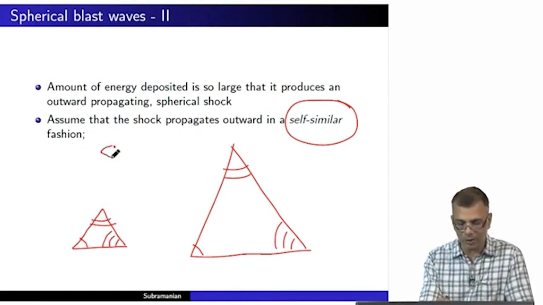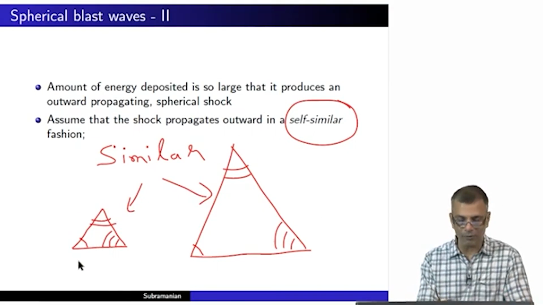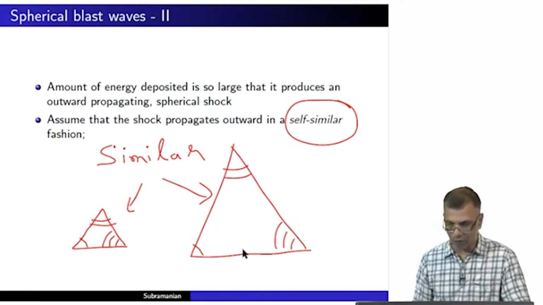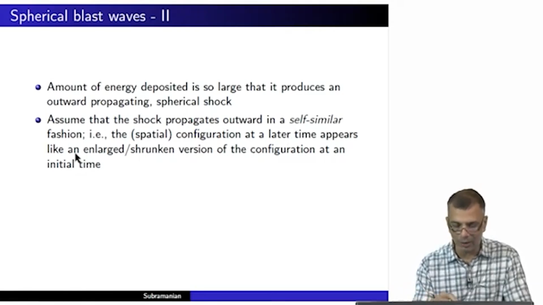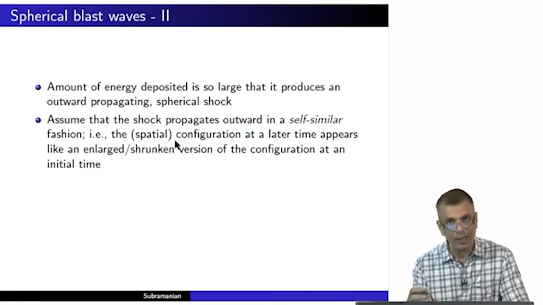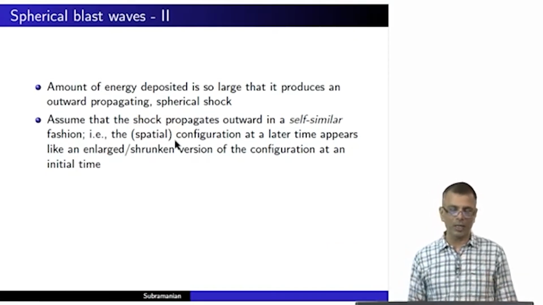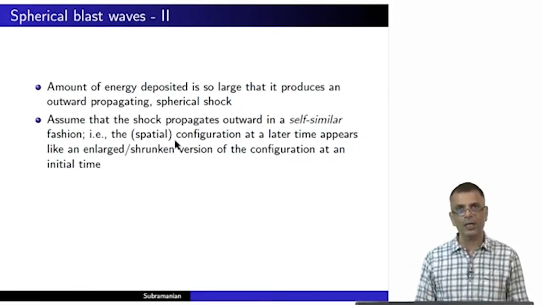Okay, so these are similar. In what sense? In that this is simply an enlarged, blown up copy of this. The angles are the same, right? So it's the same concept for self-similar shocks, in that the spatial configuration at a later time appears like an enlarged version. It can also be a shrunken version, but in this case, since we are considering an outwardly propagating shock, it is really an enlarged version. So it looks like an enlarged version of the configuration at an initial time.